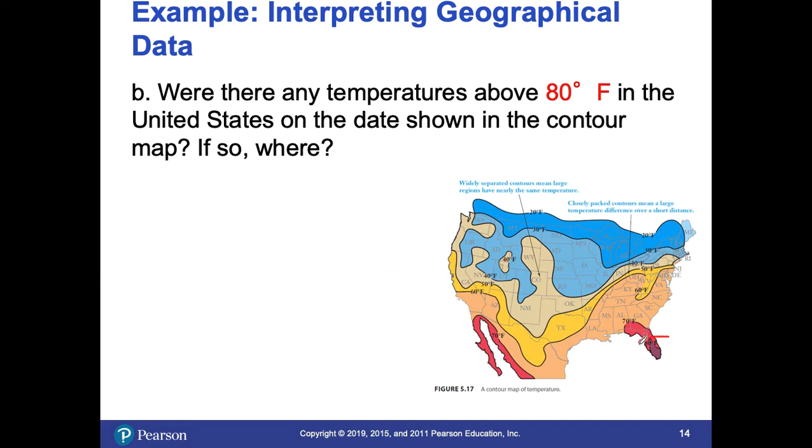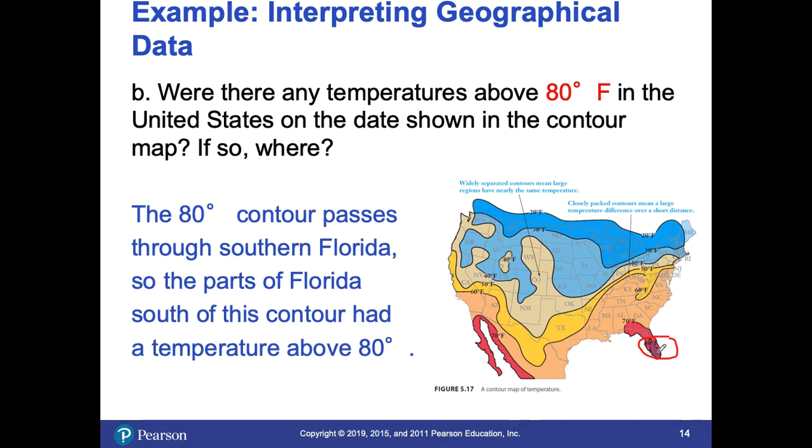It's really hard to see. It's probably really hard to see on the PowerPoint. But you'll notice that Florida is mostly red. But if you look down here at the tip, it is a darker color red, which means, by the way, that says 80 right there. That means everything within that darker red region, the temperatures were either at 80 or higher. So the contour map actually shows us that southern Florida definitely had a temperature of higher than 80 degrees.